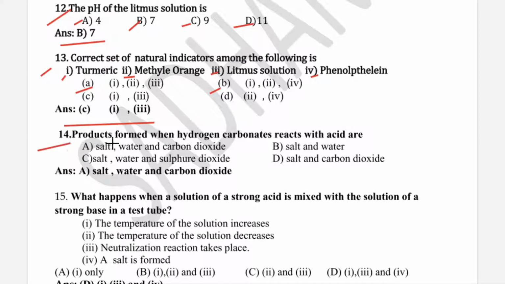Next question. Products formed when hydrogen carbonates react with acid are. Option A: salt, water and carbon dioxide. Option B: salt and water. Option C: salt, water and sulfur dioxide. Option D: salt and carbon dioxide. Salt, water and carbon dioxide are formed when hydrogen carbonates react with acid. So option A will be the correct answer here, salt, water and carbon dioxide.